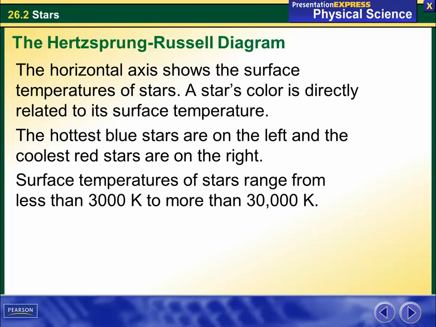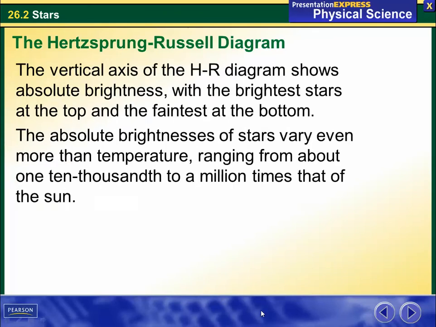The horizontal axis, going across there, shows the surface temperature of the stars. Again, a star's color is directly related to its surface temperature. Blue stars are going to be warmer, followed then by white stars, then yellow, then red. The hottest blue stars are on the left and the coolest red stars are on the right, and they can range anywhere from less than 3,000 Kelvin to more than 30,000 Kelvin on the surface. So that's the horizontal axis going side to side.